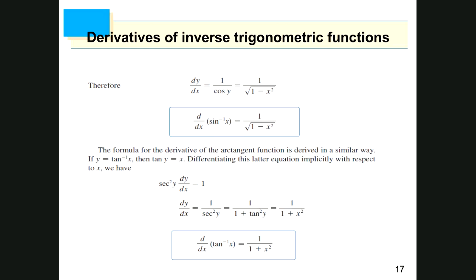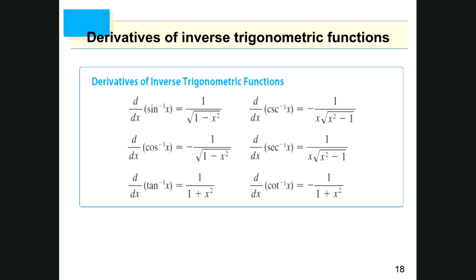Therefore, as a summary, we say dy dx is equal to 1 over square root of 1 minus x squared, which is what you see there in the box. All right. If you follow the same idea to differentiate tan inverse of x, you end up with something that looks like this. And this table here, guys, is a must know. You must know these guys here. Very, very important. All right.